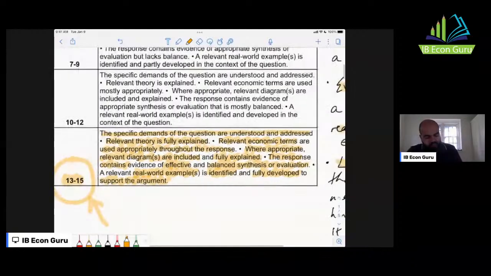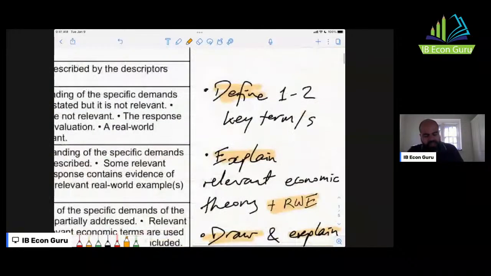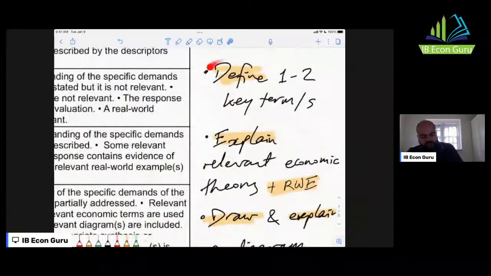Well, I have a simple structure. I start by telling my students to define 1 to 2 key terms. By the way, you don't need definitions, okay? They're not part of the assessment criteria. But I believe that one of the ways of signaling that you know theory is to define the main key term or the main 2 key terms mentioned in the question, okay?